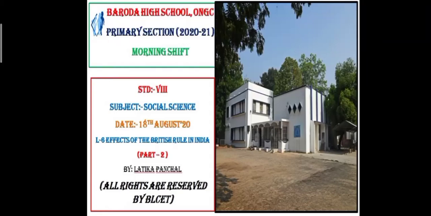Let us start with the second session of lesson number 6, Effects of the British Rule in India. Before we start, let us recall what we have learnt in the previous session. Children, we have learnt about the prosperity of our country and how it went on deteriorating with the drain of wealth to England after the Britishers' rule, which lasted for nearly 200 years.